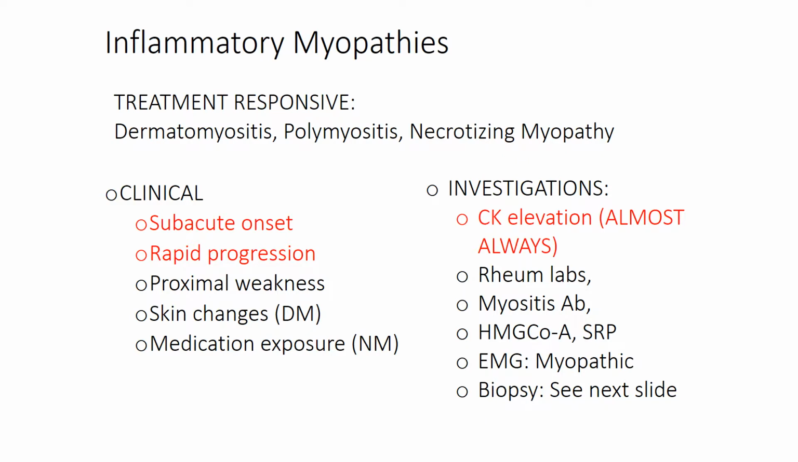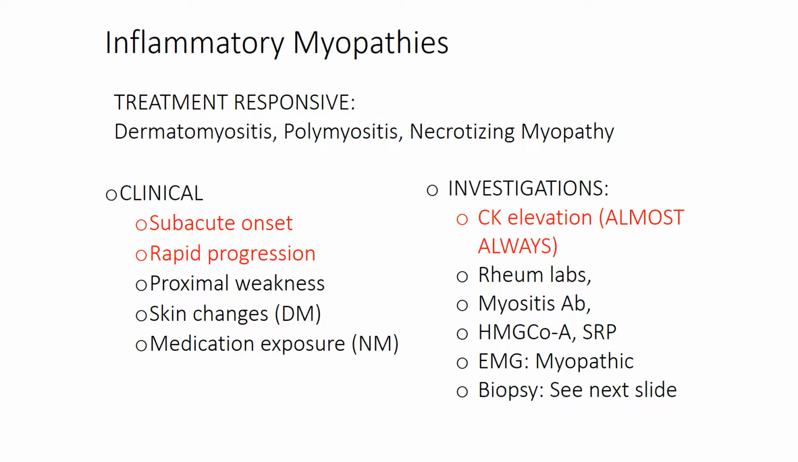So if we believe that we have an acquired myopathy, what we like to think about is distinguishing the treatment-responsive acquired myopathies, also known as inflammatory myopathies, including dermato-, poly-, and necrotizing myopathy, from non-treatment responsive acquired myopathies, with the biggest example being inclusion body myopathy. In the treatment-responsive myopathies, there's usually a subacute onset, relatively rapid progression over weeks or months. The pattern of weakness is usually proximal.